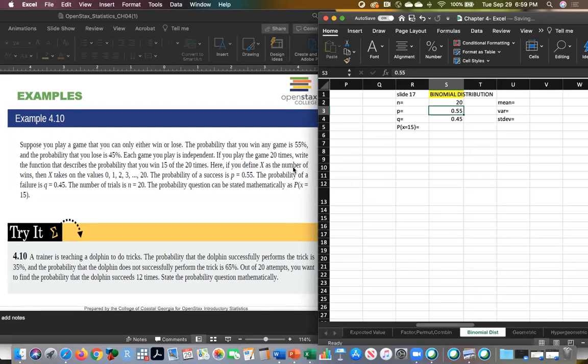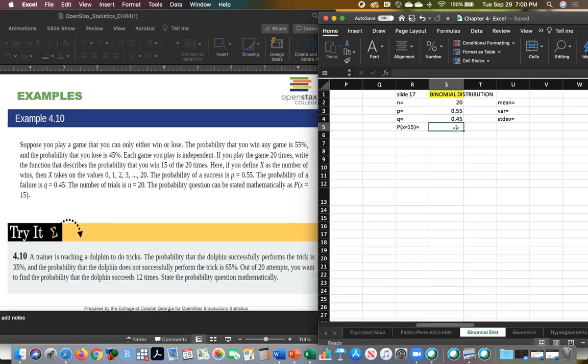So if you define X as the number of wins, when X takes values from 0 to 20, that's the sample size. So of course, there is a probability that I win zero of the games, right? And I might be super lucky and have the probability to win all of them. So none of them, all of them, or something in between. So the question can be mathematically stated as the probability that X is equal to 15.